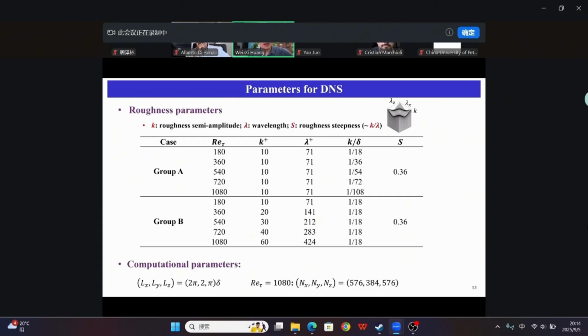And we consider two groups. Here K denotes the roughness height, and lambda is the wavelength, and S is the steepness. For group A, the K plus and the lambda plus are constant. They are scaled by the wall viscous unit. And for group B, K over delta is kept constant. And then as the Reynolds number increases, K plus and the lambda plus are increasing.